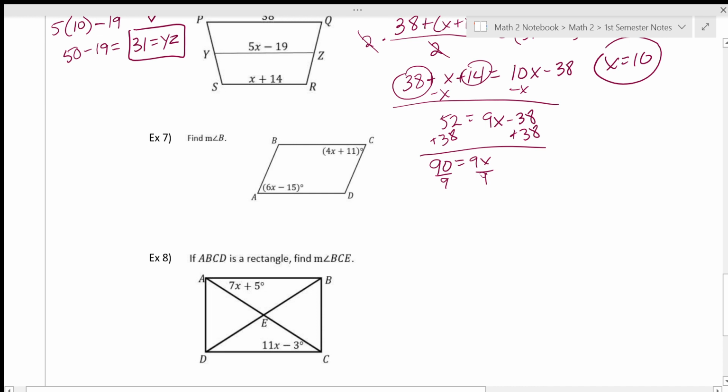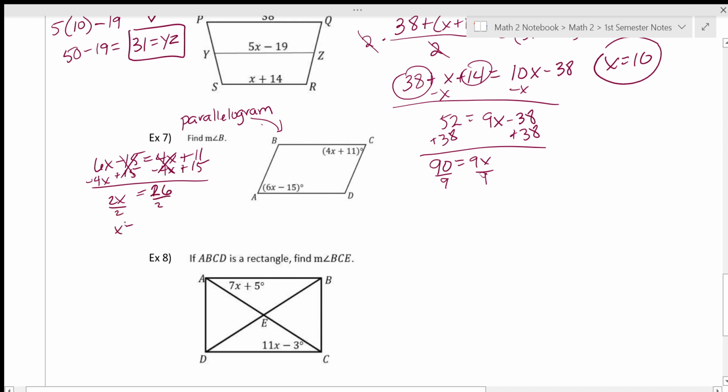So last couple questions here, you guys. This is a parallelogram, though it doesn't tell us that. I'm telling you that. Parallelogram. That means that opposite angles are congruent. So 6x minus 15 equals 4x plus 11. And then solving for x, I'm going to get my x's on the same side and my numbers on the other side. So I get 2x equals 26. So then x equals 13.